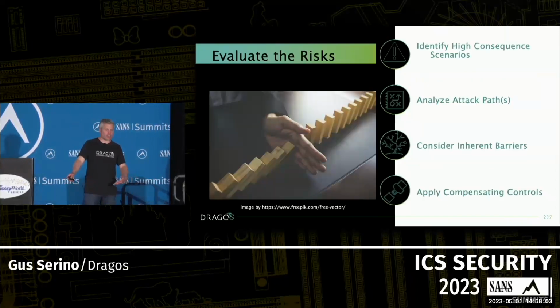Where everything should have started, right? I put this last because I wanted to talk about those architectures. When you right-size your remote access solution, it really needs to start with evaluating the risks. What are the consequences that could happen if somebody abused your remote access into your environment?